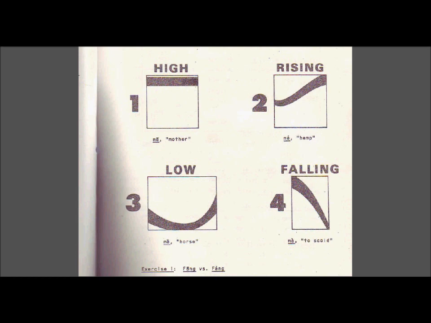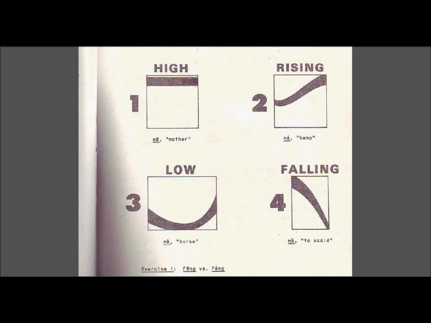Now let's compare the high tone with the rising tone. Both are in the upper part of the pitch range, but the high tone stays level while the rising tone climbs sharply, starting slightly below the high tone and reaching the top of the range. Listen to mother followed by hemp. 妈麻 Again, high tone, rising tone. 妈麻 Let's turn them around. Hemp followed by mother. 麻妈 Again, rising tone, high tone.